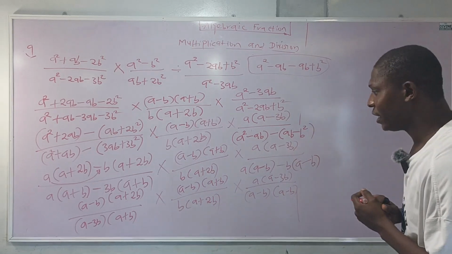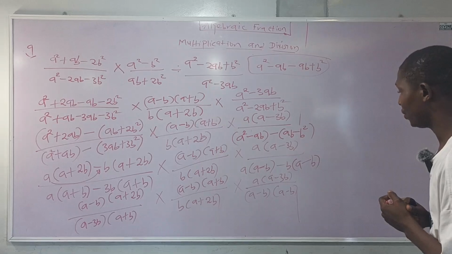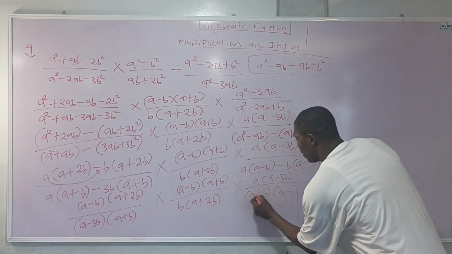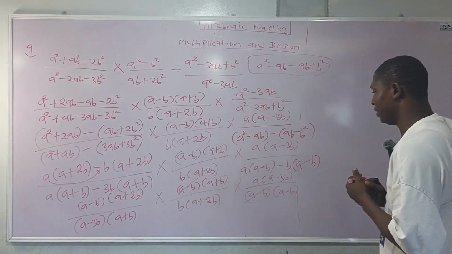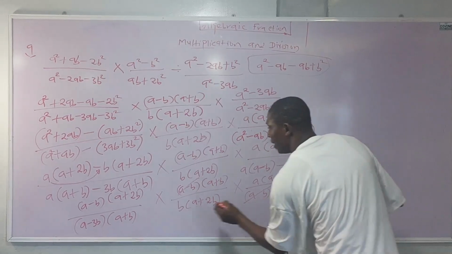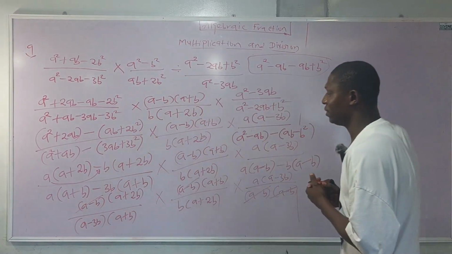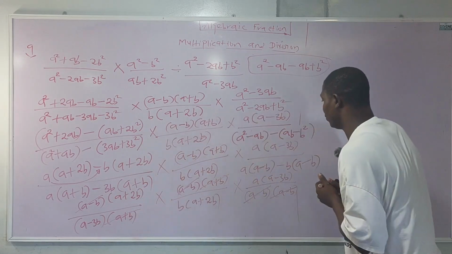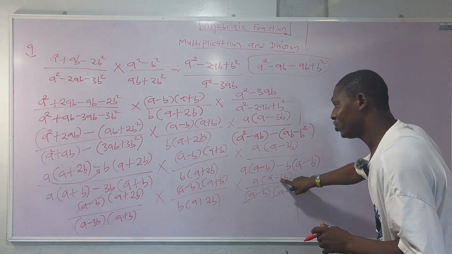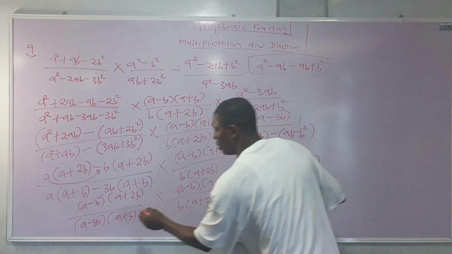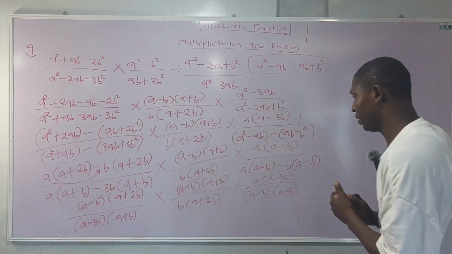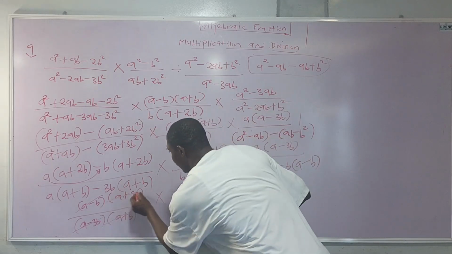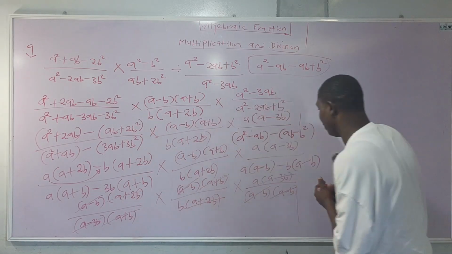So at this point, I can cancel some of the common factors. I have a minus b, which can cancel a minus b. I have another a minus b, which can cancel a minus b. I have my a plus b, which can cancel a plus b. I have a minus 3b, which can cancel a minus 3b. I have a plus 2b that can cancel a plus 2b.